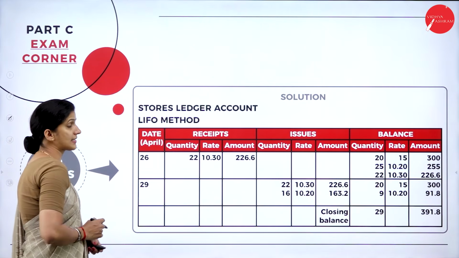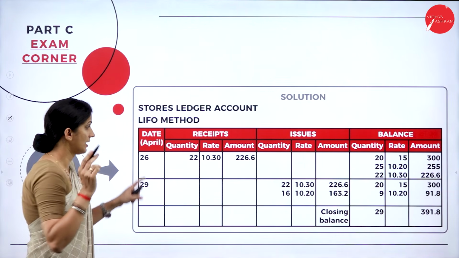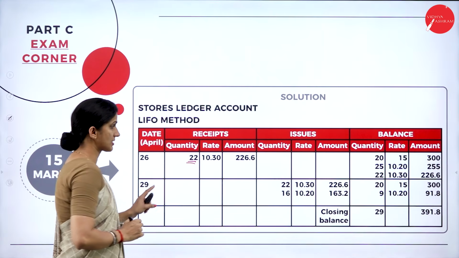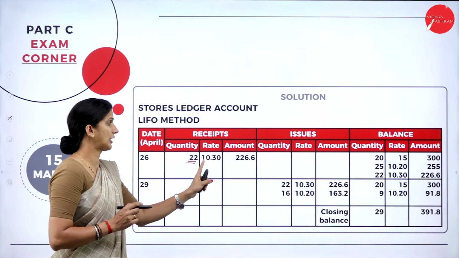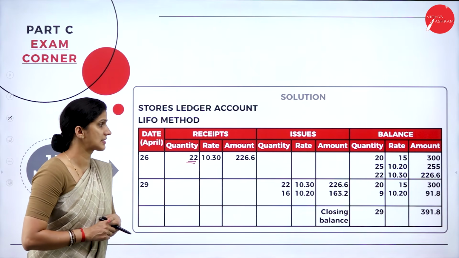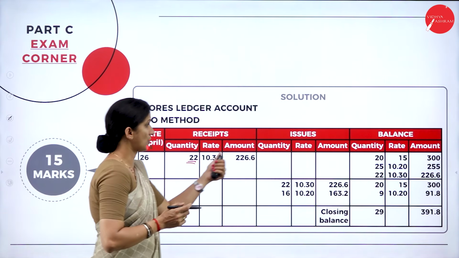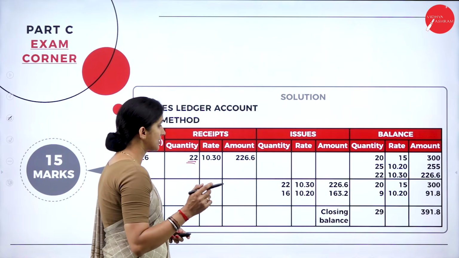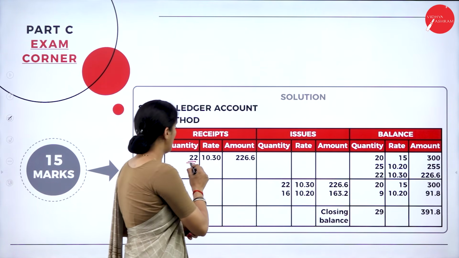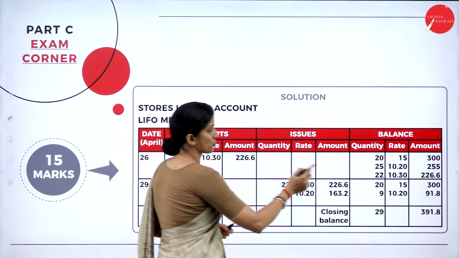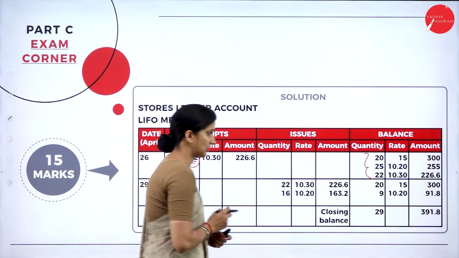Next, on 26th, there is a transaction that is receipt of 22 tons. Rate is 10.30, so 22 into 10.30 is 226.6. Whenever you write the balance, you write the previous day balance as it is, 20 and 25. And now, the additional purchase of 22 goes to the third lot.